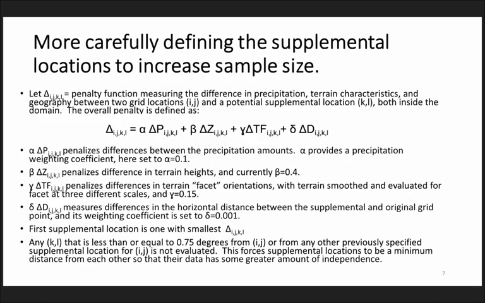Now, this is understandably busy, and I'm not going to dig into the details, but you can go back and review it later. The idea here is that we're going to use supplemental locations, but we're going to do this more carefully, and we're going to choose locations which have similar terrain features and similar precipitation climatologies. And we'll also choose locations which are not too close to each other, because we don't want to have highly dependent data where they're both affected with similar biases by the same storm events.